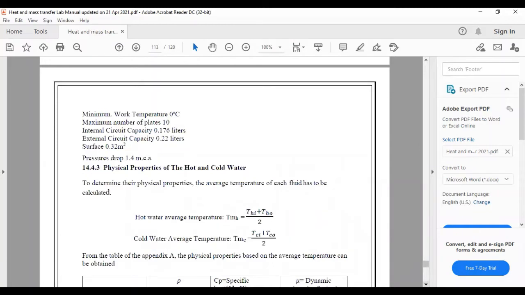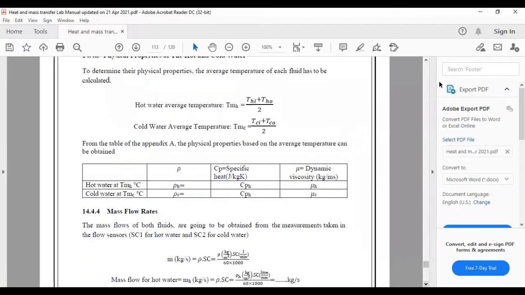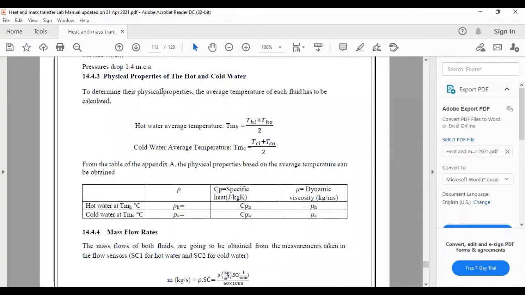Before moving to the lab, where I will show you how to perform the experiment, we need to understand the observation table and some calculations which we will make before the experiment. So this is the hot water average temperature. As I already mentioned, ST2 and ST4 represent the hot water temperature at inlet and exit. This is THI, basically hot water at inlet. THO is basically hot water at outlet. We add them, divide by 2, and get the average temperature of hot water.